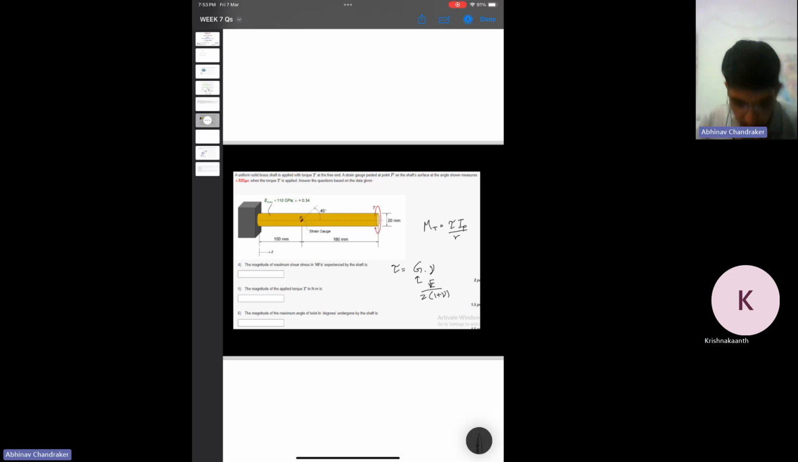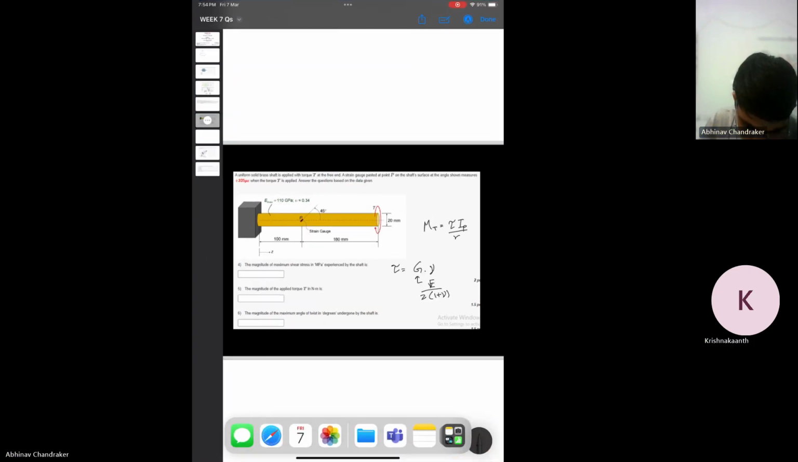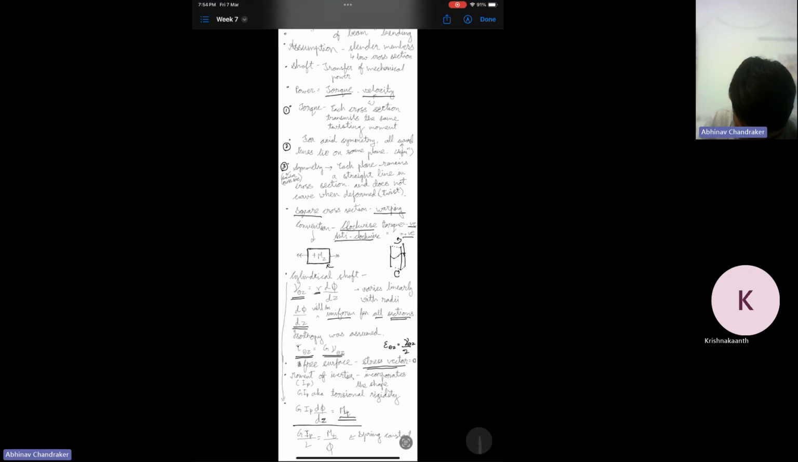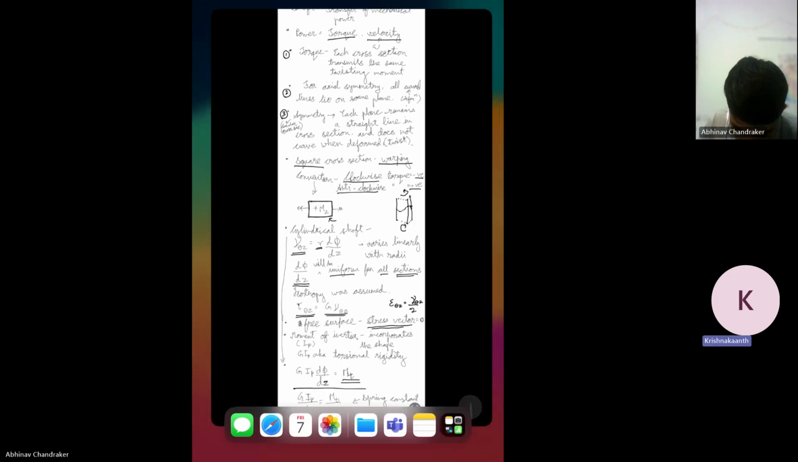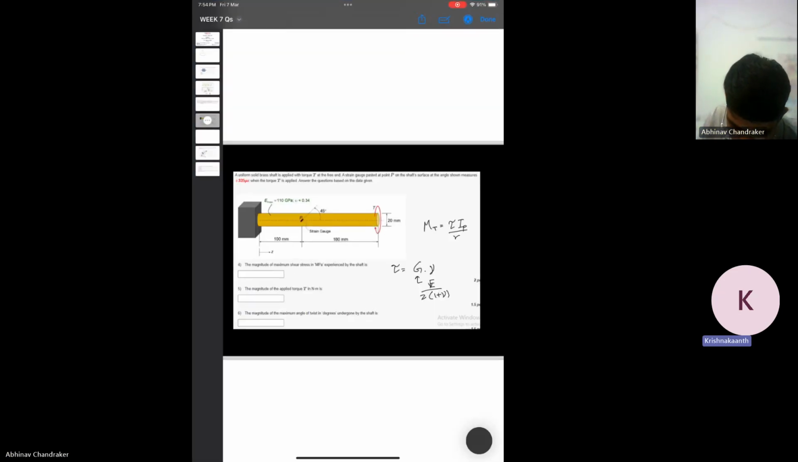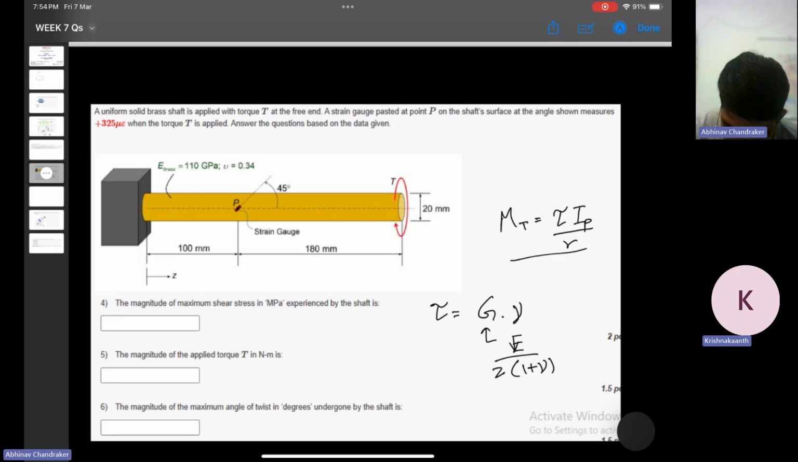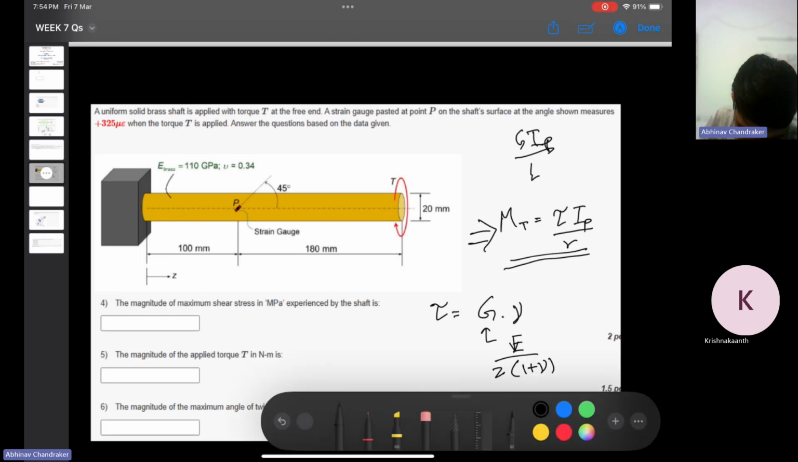Actually, I didn't get your answer for question 5. So which formula is this one which you used? The one we have is this, right? G Ip into phi by L equal to Mt by phi, right? I didn't get you, sir. Like this one that you used, where did this come from? This formula? The one in the arrow. Yes, yes. This is from the torsion equation.